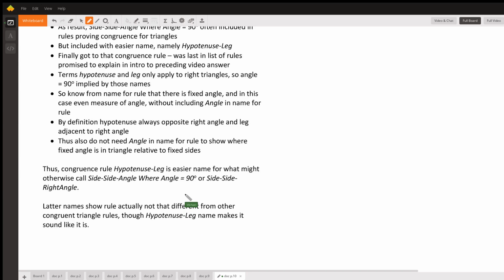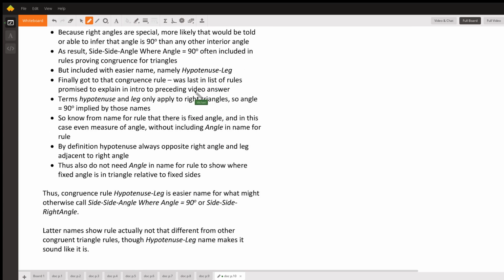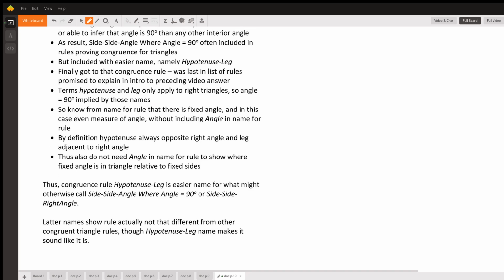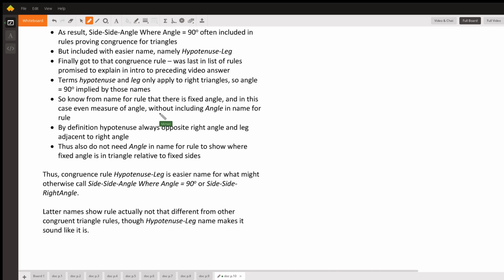It comes from that case where you have a side that's the hypotenuse, and a side that's one of the legs, and then a right angle. And we saw that in that situation, where the first side mentioned is the longer one, you're only going to get one possible triangle, and you've got assured congruence.